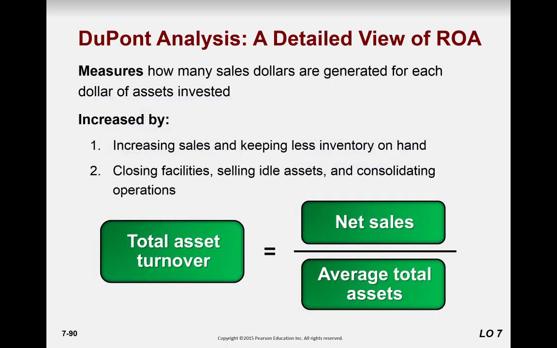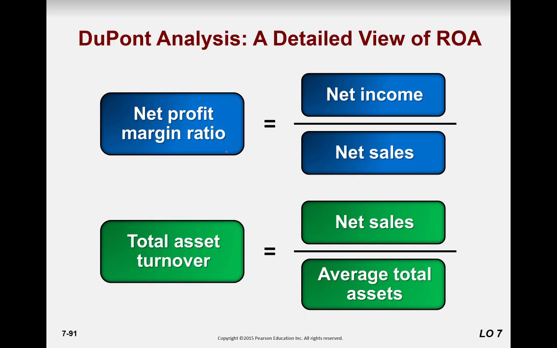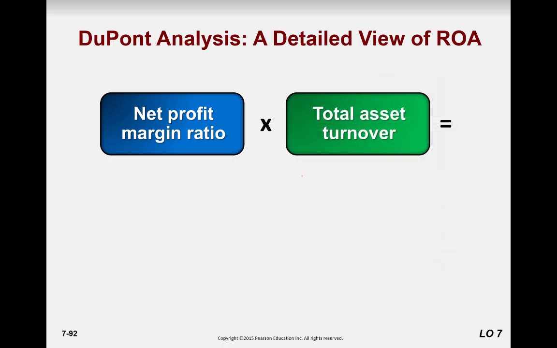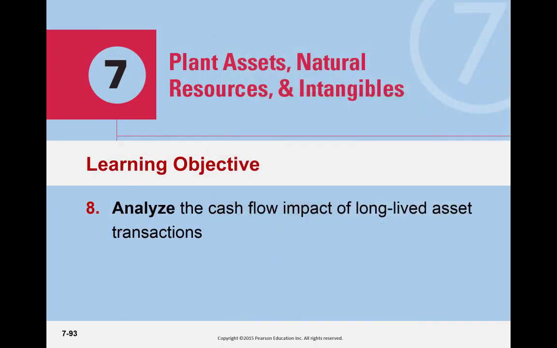Then your total asset turnover ratio is your net sales divided by your average total assets. And so you see our two formulas here, our net profit ratio and our total asset ratio. When you take the two, then you get your return on assets.